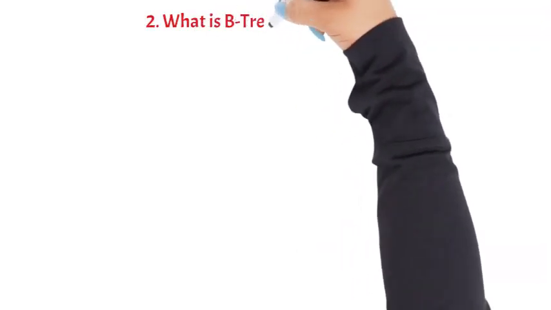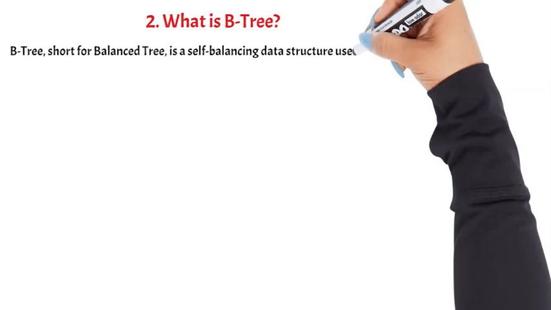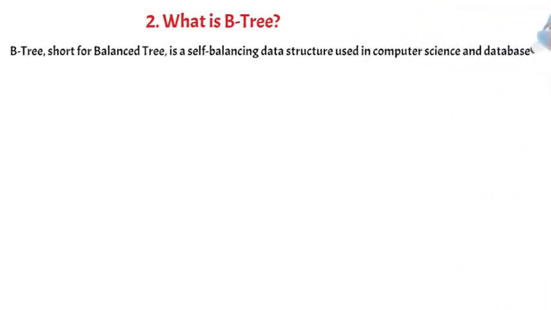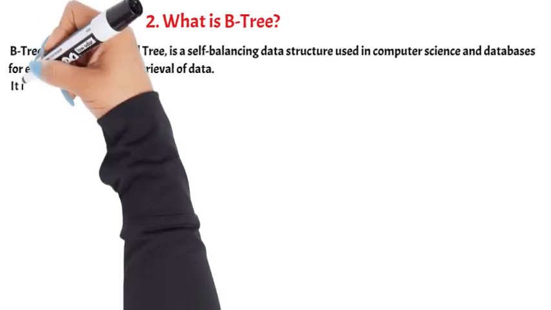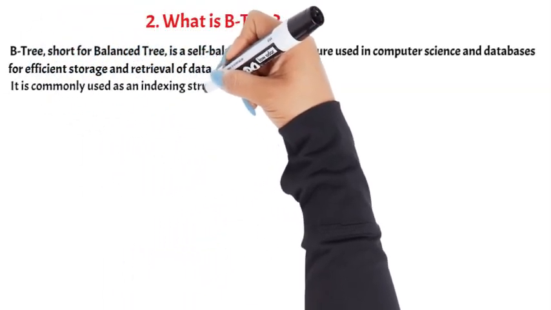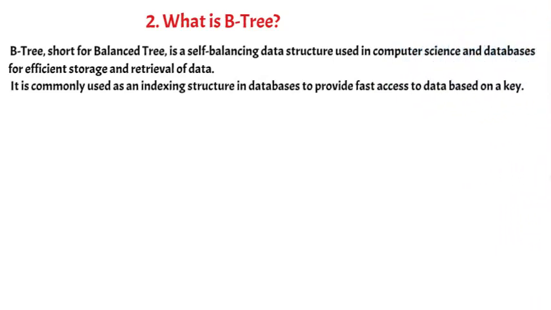2. What is B-tree? B-tree, short for balanced tree, is a self-balancing data structure used in computer science and databases for efficient storage and retrieval of data. It is commonly used as an indexing structure in databases to provide fast access to data based on a key.